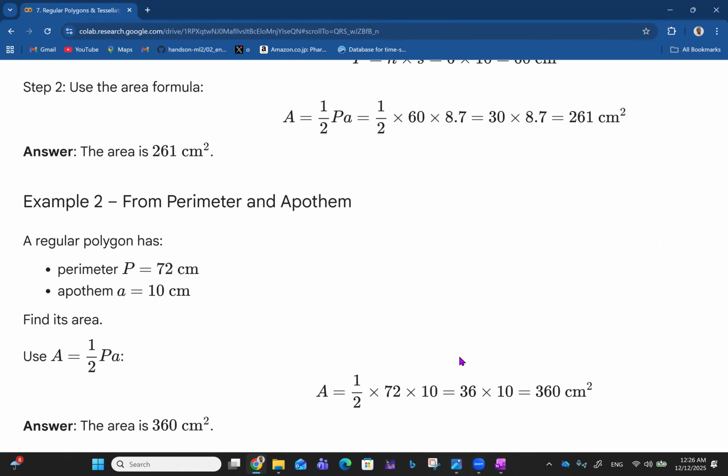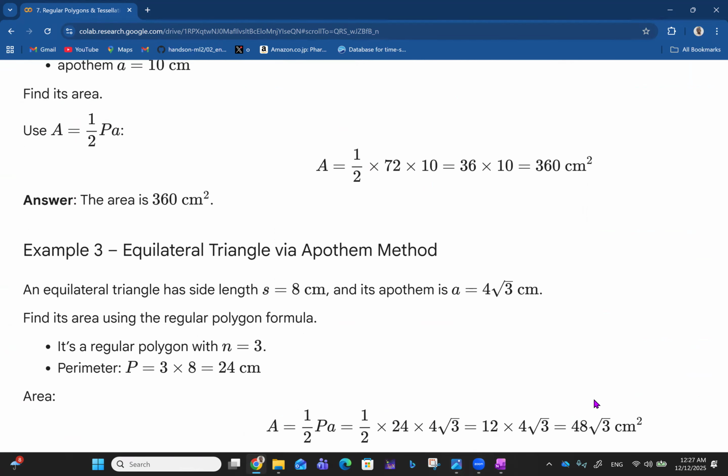So example 2, from perimeter and apothem. A regular polygon has perimeter 72 cm, apothem 10 cm. Find its area. That's easy. You don't have to even find the perimeter because it's been given. So the area is half times perimeter times apothem. That's half times 72 times 10. That is 36 times 10, which is 360 centimeters squared. The area is 360 centimeters squared.